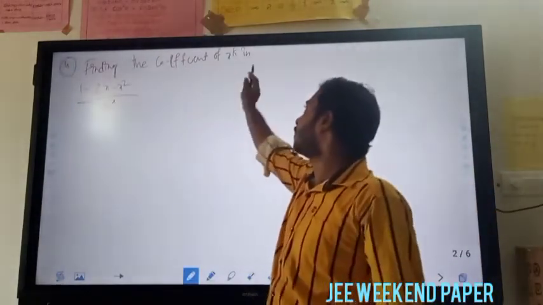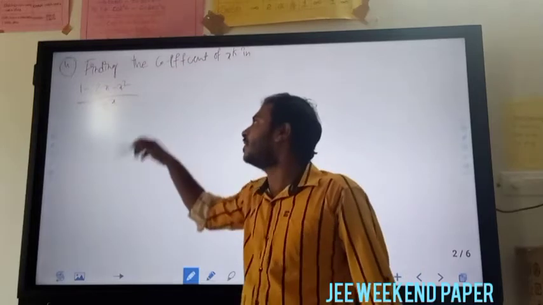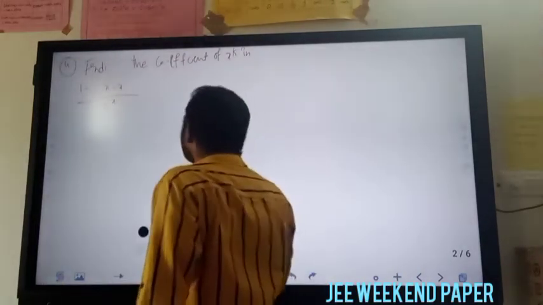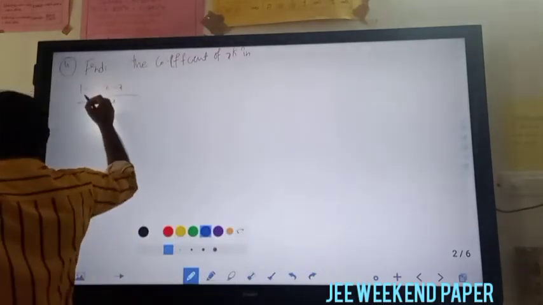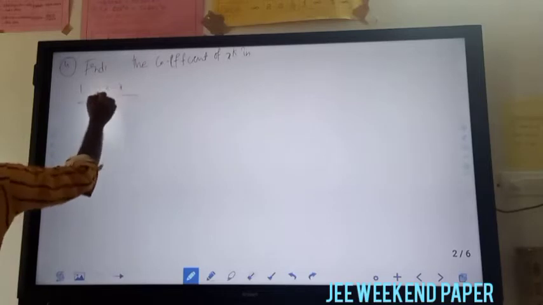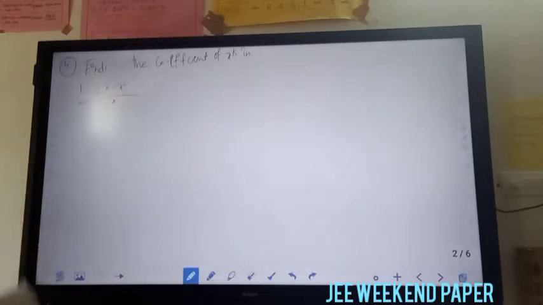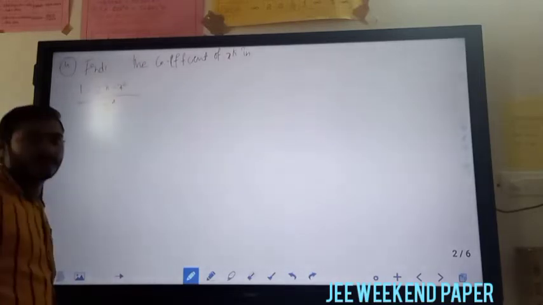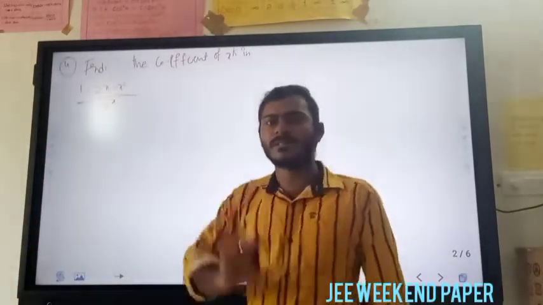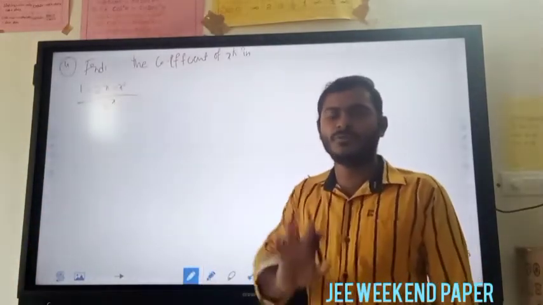Now, finding the coefficient of x power k in this function. They are asking to find the coefficient of e power minus x into 1 minus 2x minus x square. We have to find that coefficient. To find it, simply solve the problem within 2 minutes.